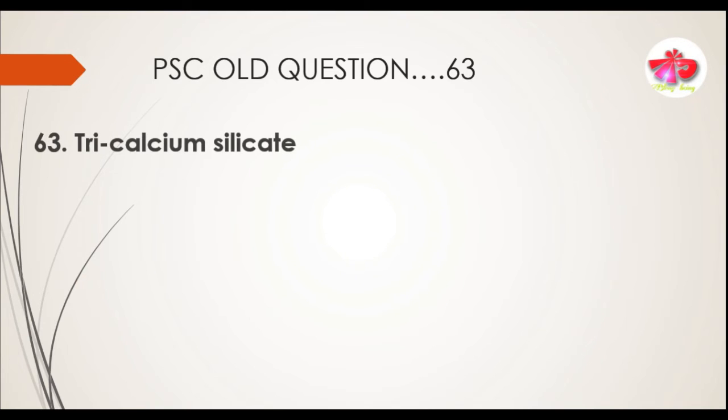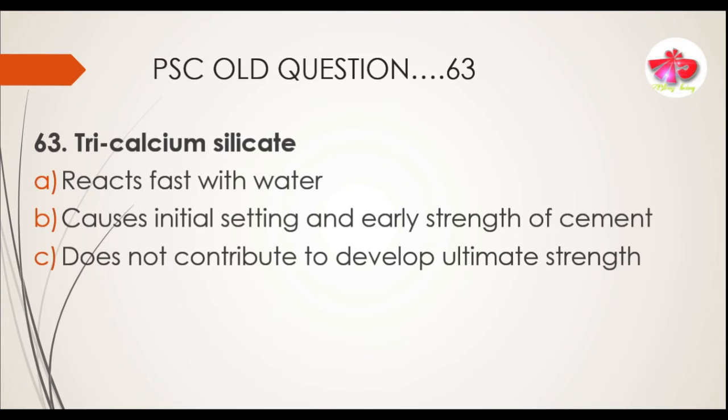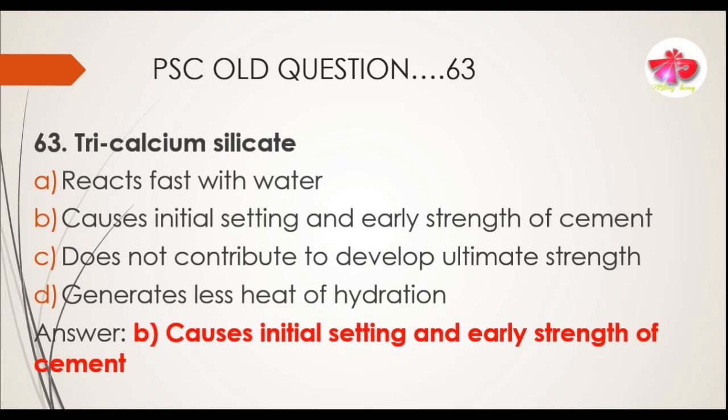Question number 63. Tricalcium silicate, option A reacts fast with water, option B causes initial setting and early strength of cement, option C does not contribute to develop ultimate strength, and option D generates less heat of hydration. So friends, tricalcium silicate, what? Option B, causes initial setting and early strength of cement.